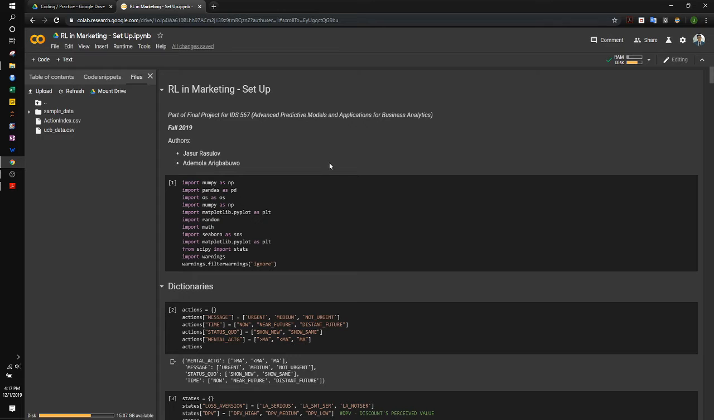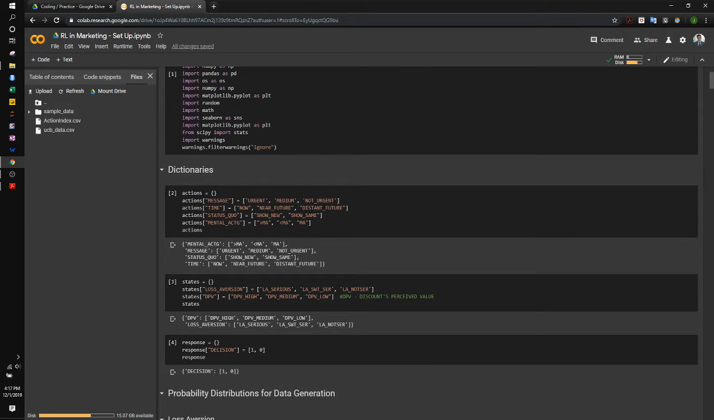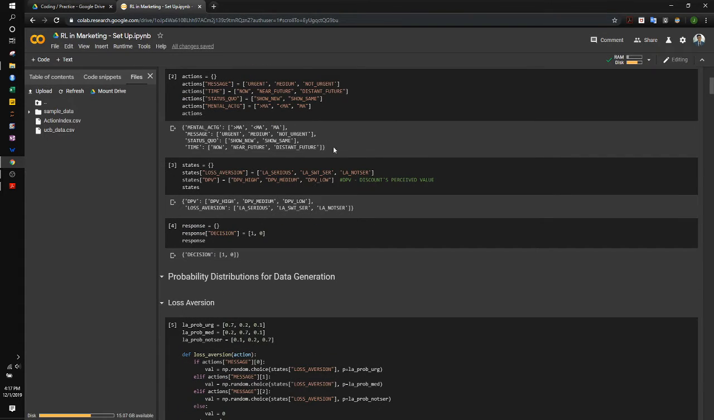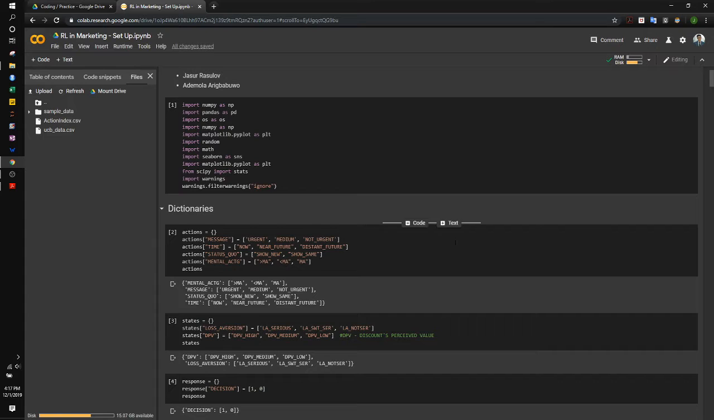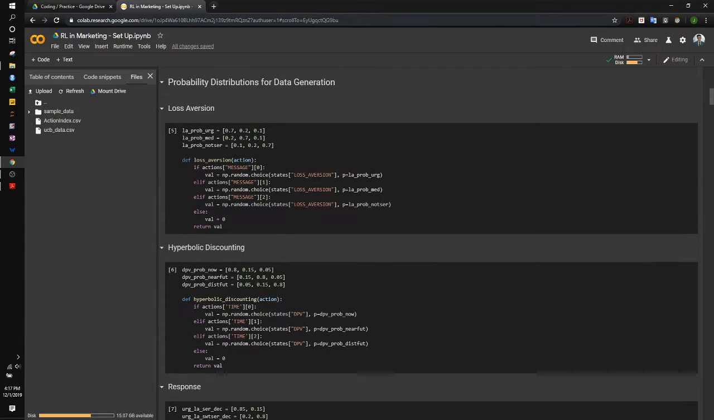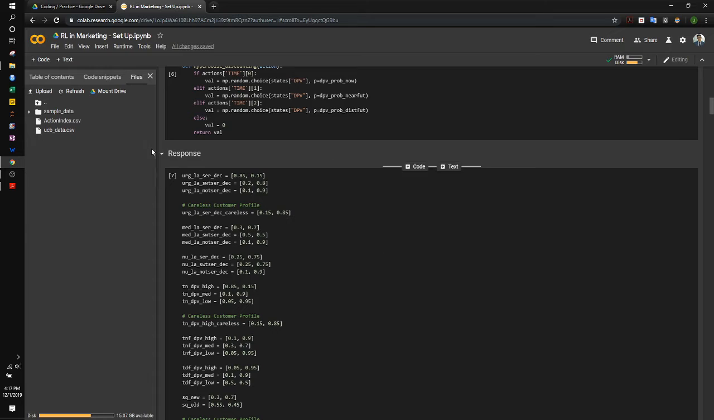So now, before moving on to the results, I'll show you a little bit of the code. So we have the setup here. We coded actions and states as dictionaries, and also the response. We coded all of our environment components as dictionaries, and then we made custom functions that basically code what we have in the Bayesian network that we showed earlier. But remember, this is the original model. Most of these are. And then we have the response.